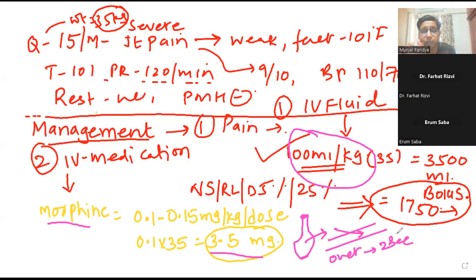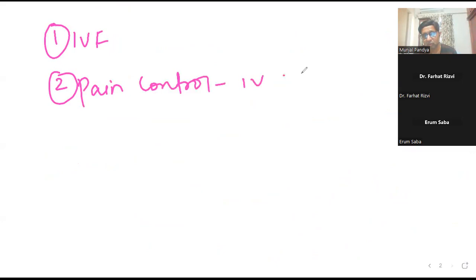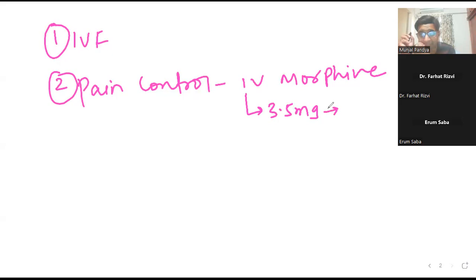You did the pain management. What else do you want to do? We'll reassess for the pain relief after 30 minutes. So one is IV fluid, second is pain management, third is IV antibiotics. Say for example, you had given 3.5 milligram to this patient. After how many minutes or hours will you assess whether the pain is gone or not? After 30 minutes we have to reassess. If there is no pain control, what else will you do?